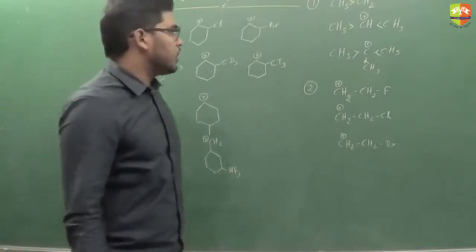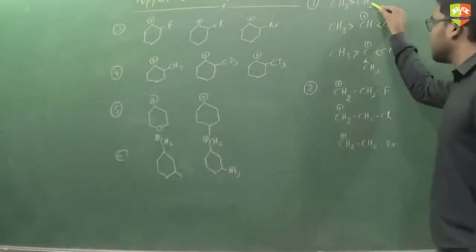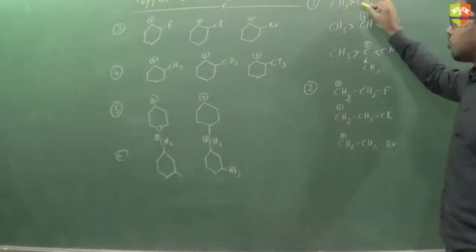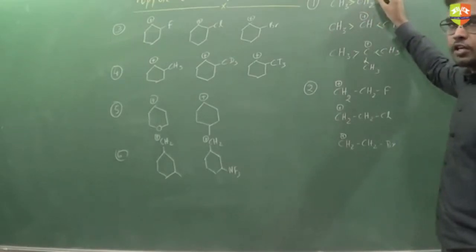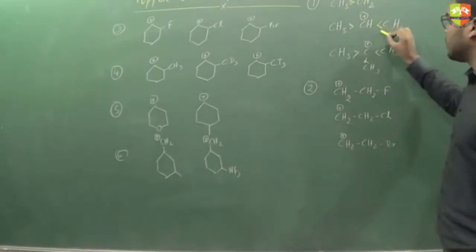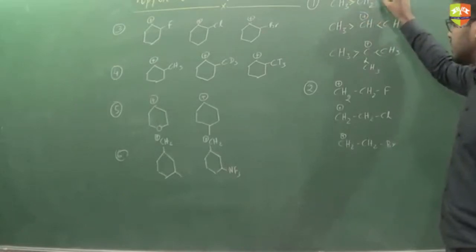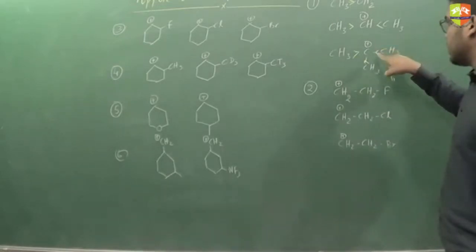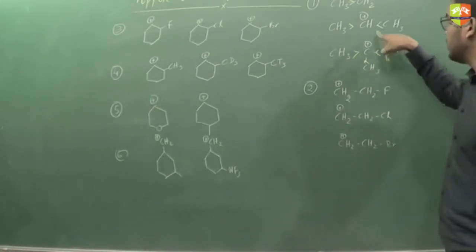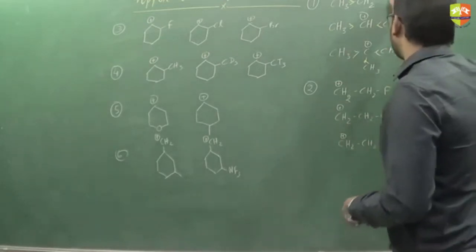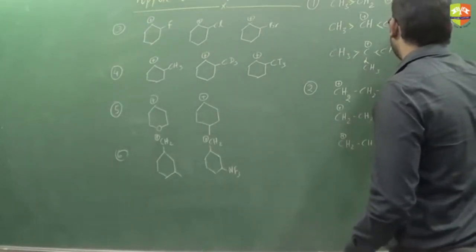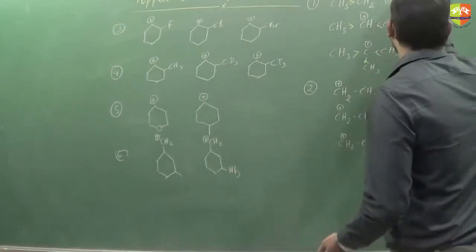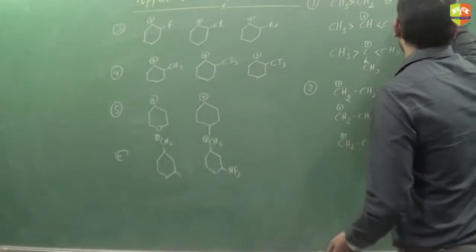If you compare these three molecules, the first has only one CH3 group present, so this will release electron and neutralize this positive charge. If you have two CH3 groups, obviously the neutralization will be more than this, and here it will be maximum because you have three CH3 groups present. So this will have the maximum stability, then this, and then this. So the stability order will be what? If it is A, B, C, then the order of stability will be C maximum, then B and then A.